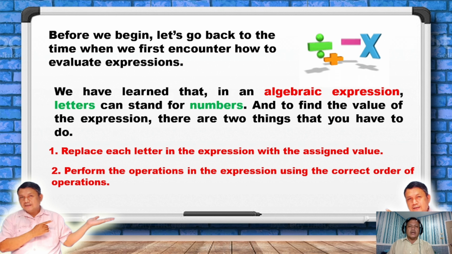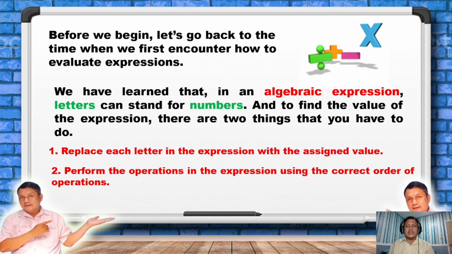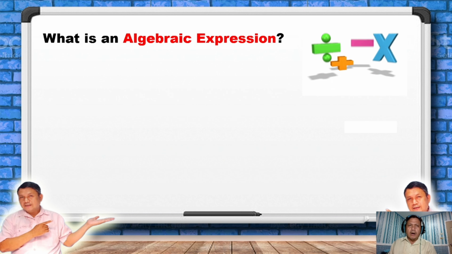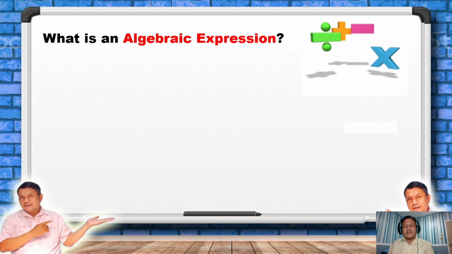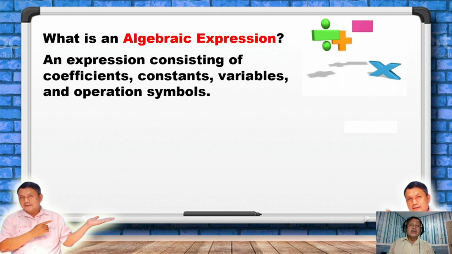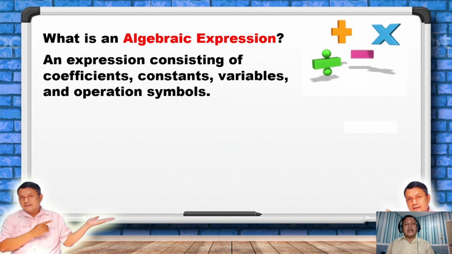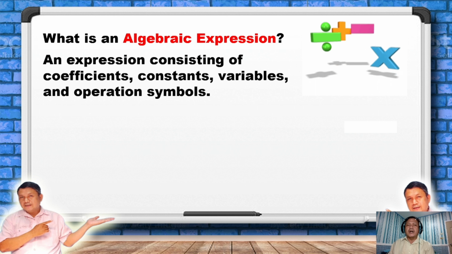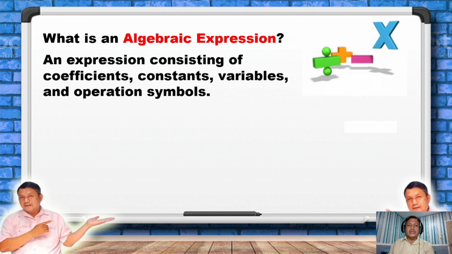So, okay, kung natatandaan po natin, class, these are the two conditions that we need to consider in dealing with evaluating algebraic expressions. Before we proceed to the example, let us define first what is an algebraic expression. By definition, an algebraic expression is an expression consisting of coefficients, constants, variables, and operation symbols.